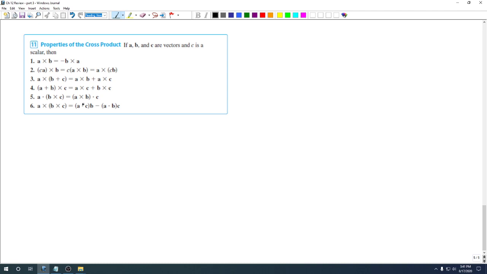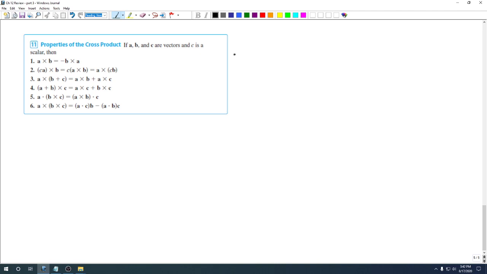Property 6 is kind of nifty, I guess. I've never seen a use for it, or at least maybe not directly. It's listed there, so I've included it. But the main rules that we can distribute over addition and pull out scalars and all that kind of stuff, those are what are really important for us. And they're going to help us do some computations of cross products without having to necessarily bother with determinants if that's not your cup of tea.